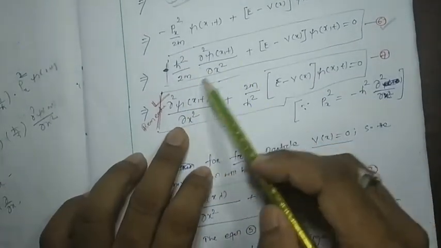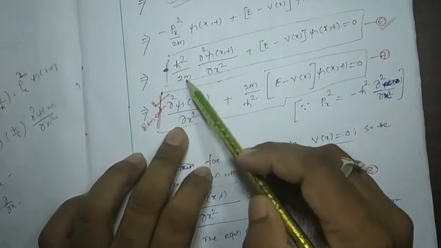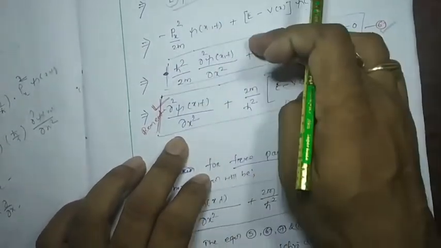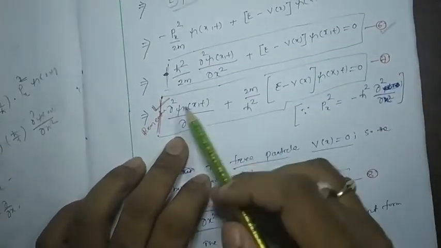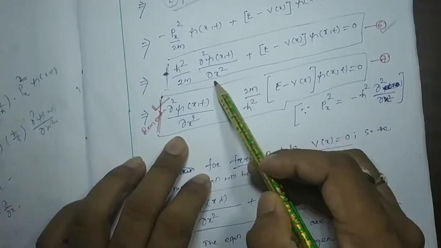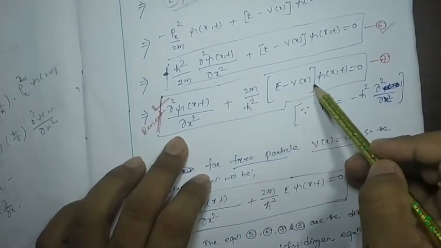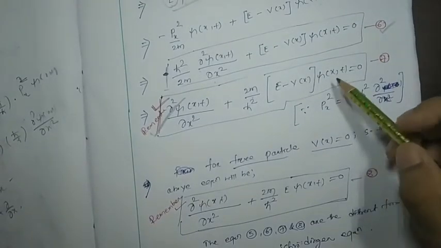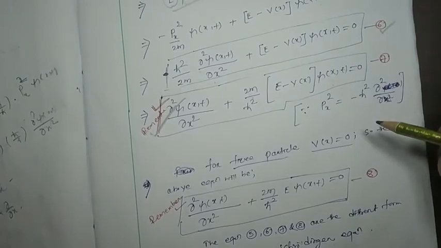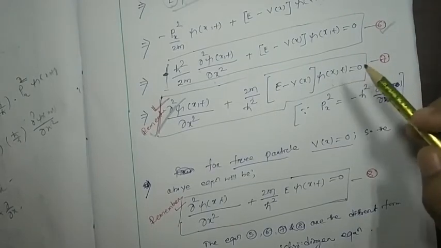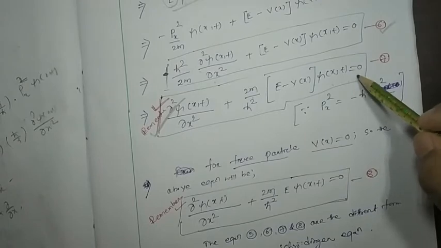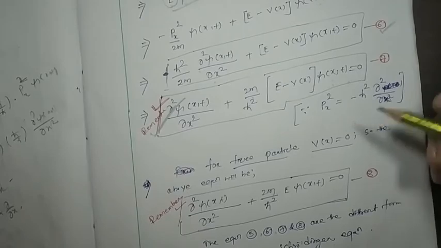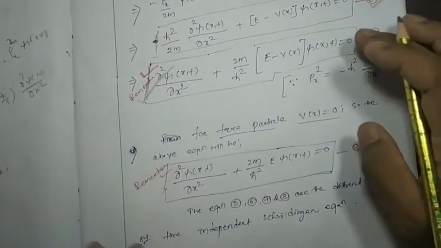And if we divide each term by h cross square by 2m, or multiply by 2m by h cross square, then it will be del square psi xt by del x square plus 2m by h cross square e minus vx psi xt equal to 0. So you have to remember this expression. This expression will be required in our coming topics. It is important because this expression is taken by most of the books for the solution of different problems. So you have to remember this expression.